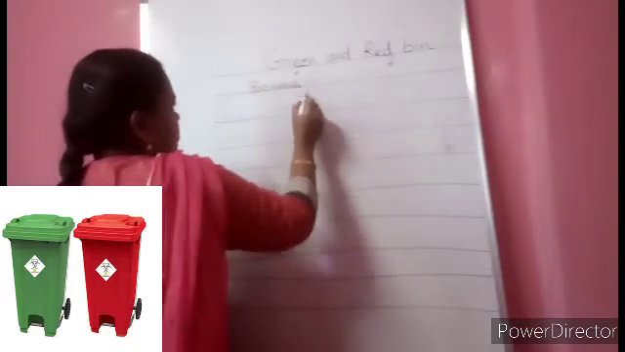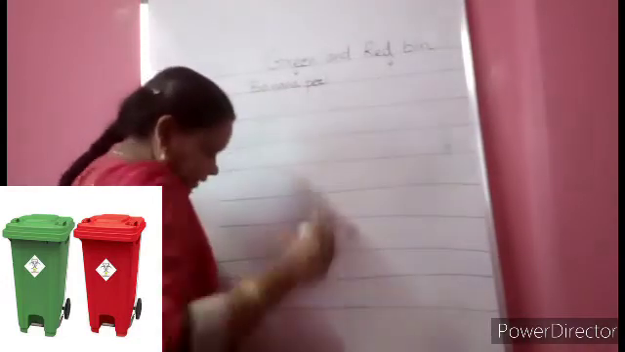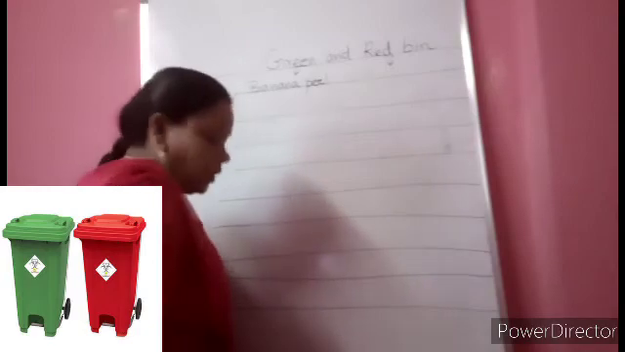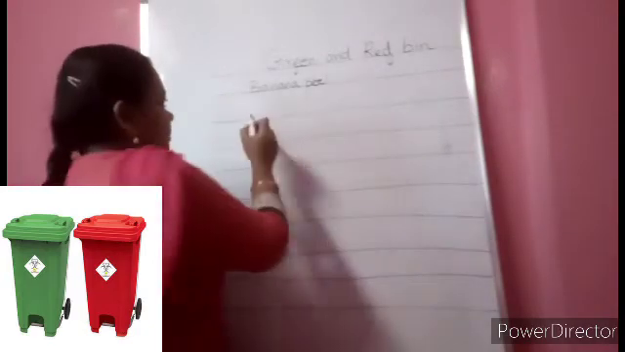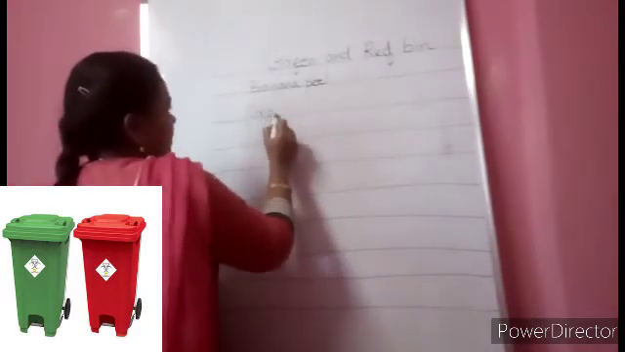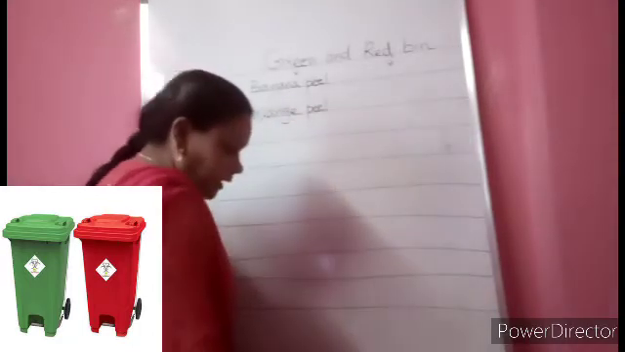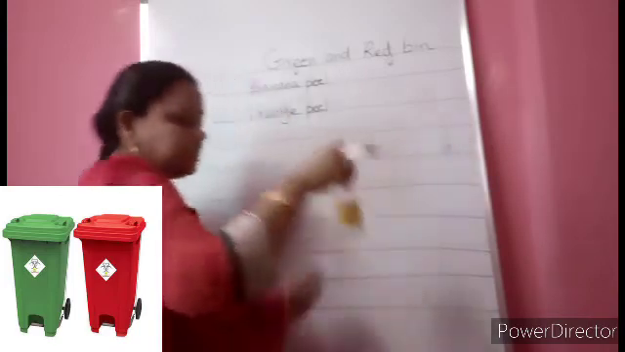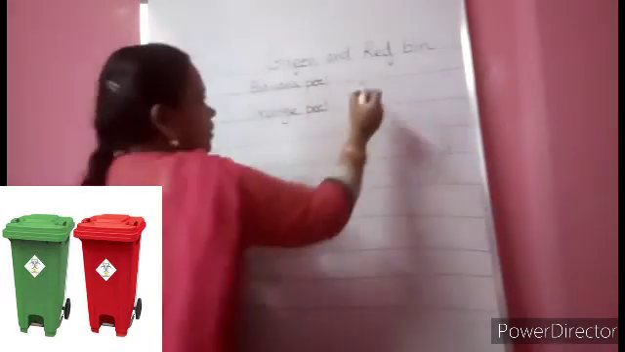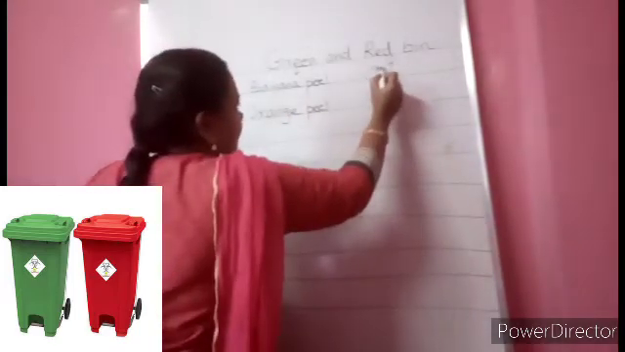Banana peel should go to the green bin. Very good, children. Next, orange peel. Orange peel also goes to the green bin. Very good. Now the plastic, children. A plastic bottle should go to the red bin.